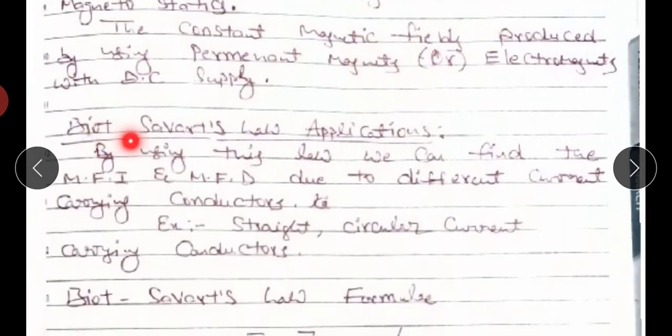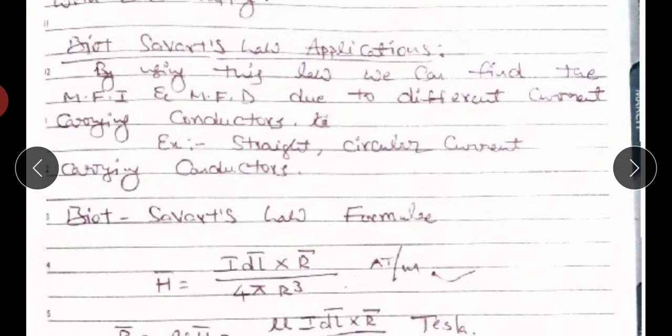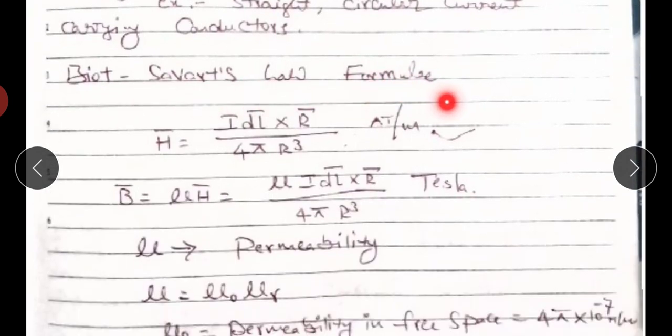Next, the applications of Biot-Savart's law. By using this law we can find the magnetic field intensity and magnetic flux density due to different current carrying conductors, for example, a straight current carrying conductor or a circular current carrying conductor. We know the Biot-Savart's law formula: the magnetic field intensity H bar equals I dl bar cross R bar by 4 pi R cube. Units are ampere turns per meter.